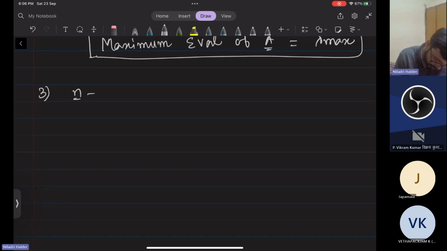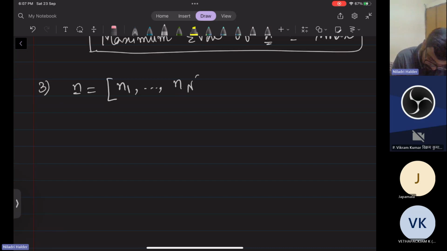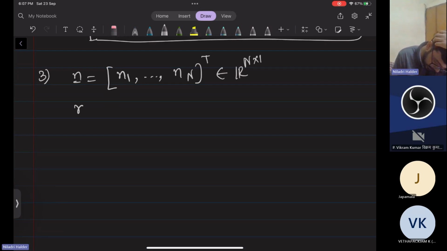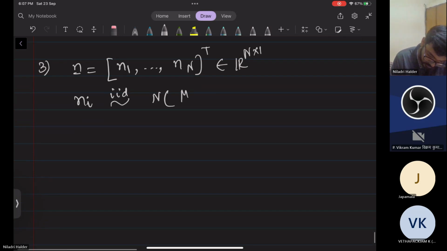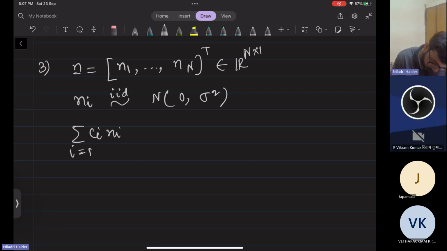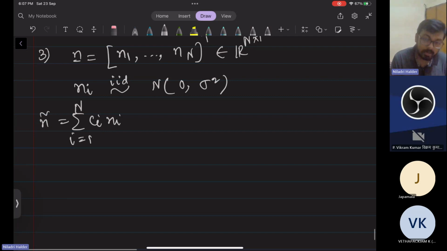Then the next question is, suppose n is a vector n1 to n, an n dimensional vector. Each element ni in n is IID, independent and identically distributed normal distribution. Let's simplify it: take the mean as 0 and the variance as sigma squared. Then what should be the distribution of the summation of ci ni, i equal to 1 to n? Suppose this is another random variable, n tilde.